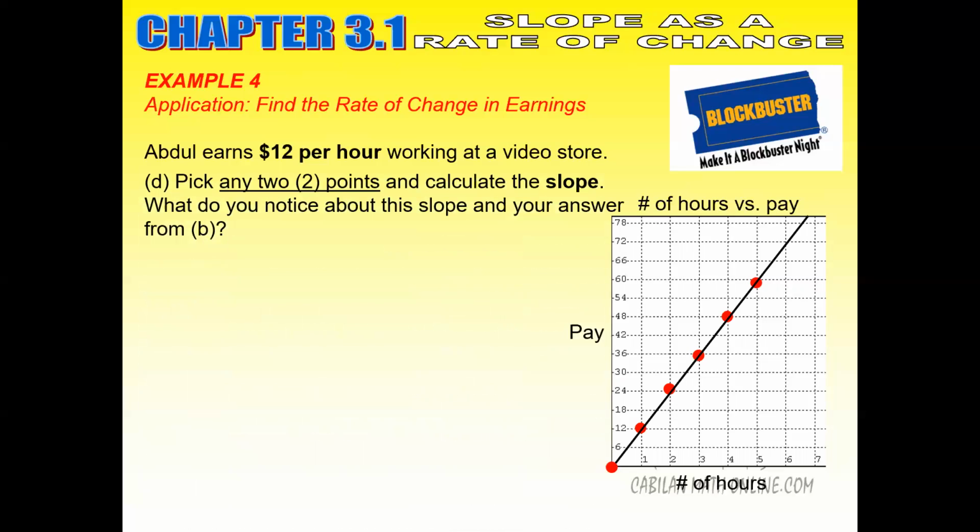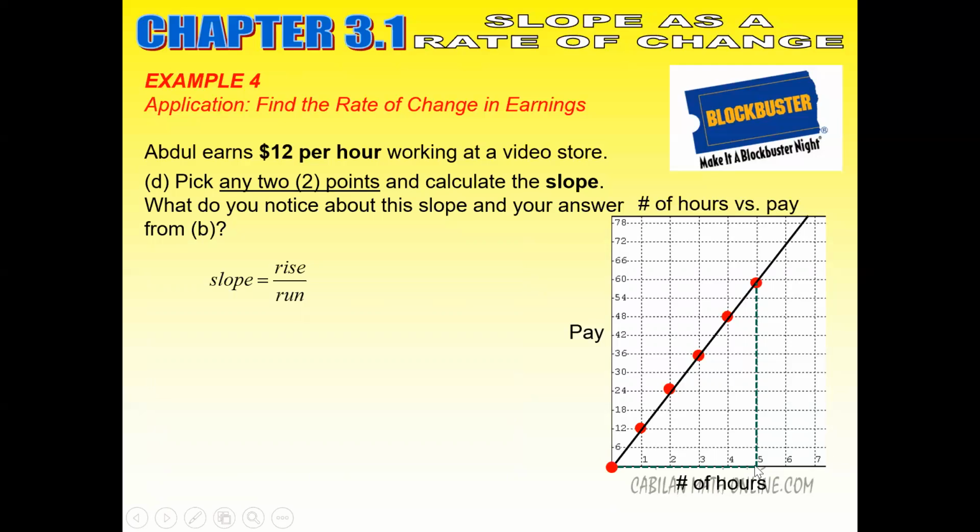So for part D, it says pick any 2 points and calculate the slope. And what do you notice about the slope and your answer? Okay, so again, we're going to use rise over run. And the way I'm going to do this over here is I'm going to take the first and the last point. Now, what's important for this calculation, and I just want you to be careful with this one, is that when we do rise over run, okay, we have to focus on the numbers that are in the graph over here. So if you take a look at the rise, you're looking at the numbers, okay, that make up the pay, which is on the left side over here.